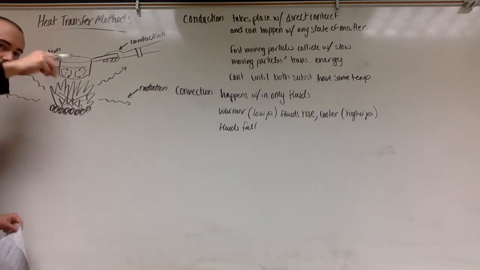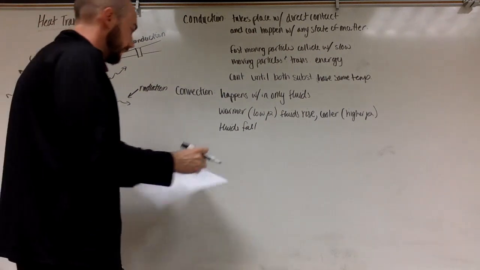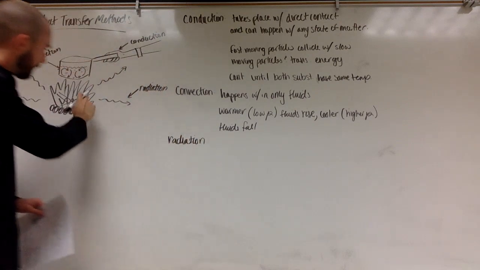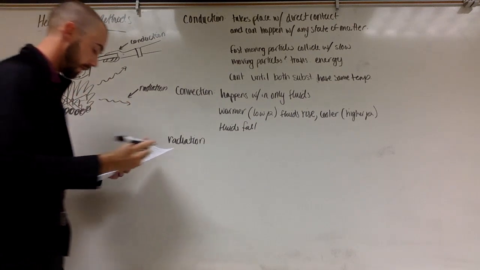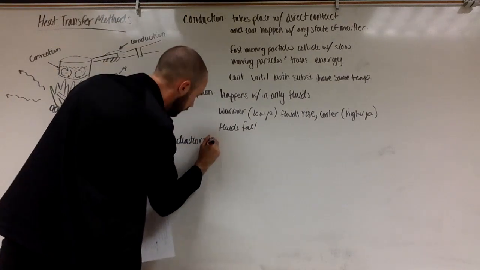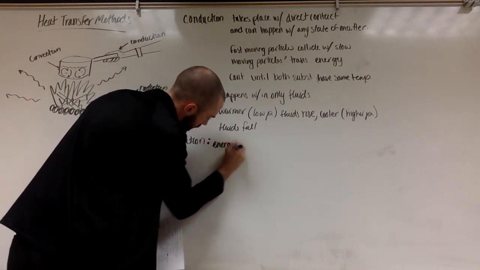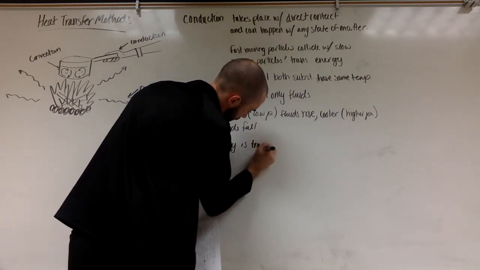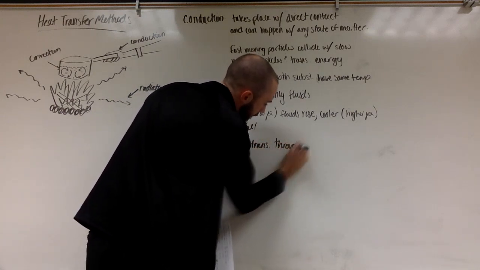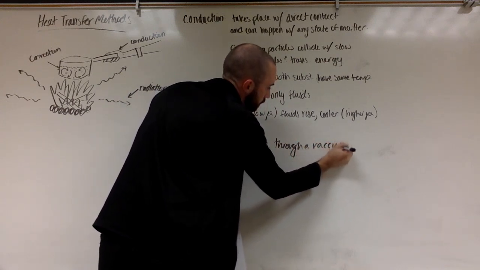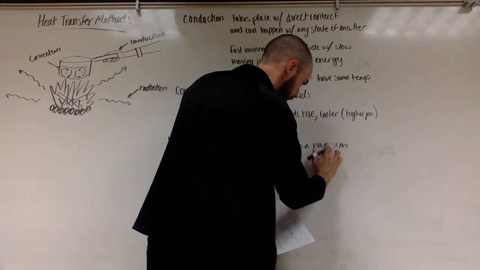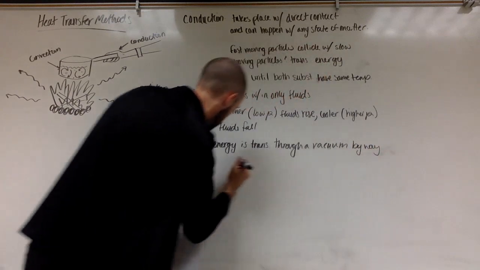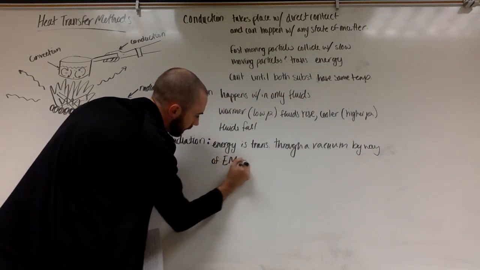If you've got a convection oven, it cycles the air through. And then finally, radiation. You can see waves coming off of there. This is where energy is transferred through a vacuum, oops, that should be two U's, by way of electromagnetic radiation.